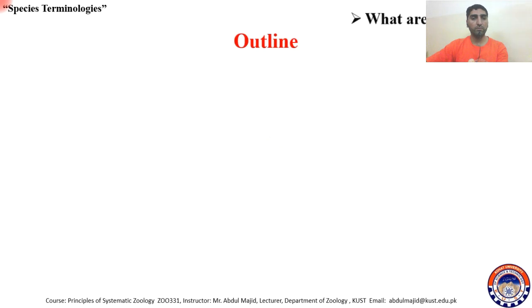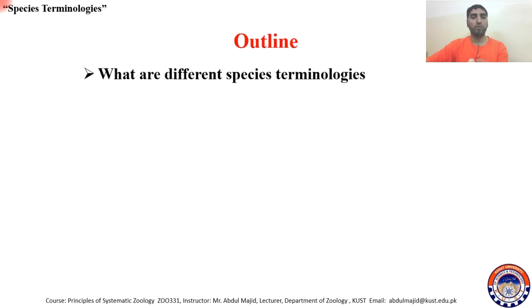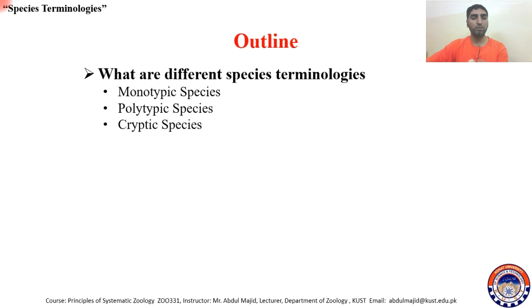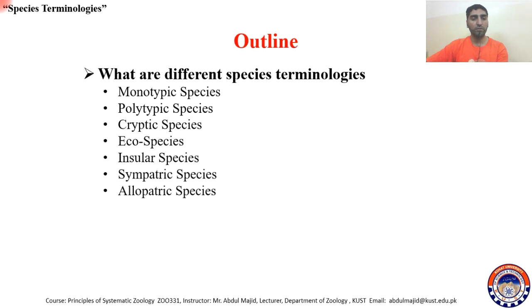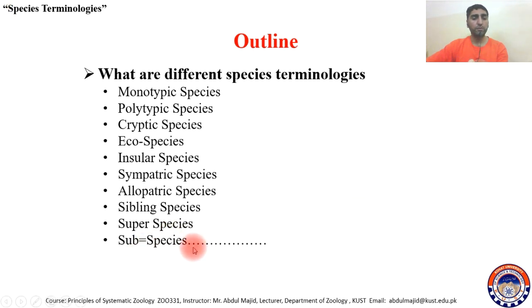The outlines of today's lecture are what are different species terminologies, like monotypic species, polytypic species, cryptic species, eco-species, insular species, sympatric species, allopatric species, sibling species, superspecies, and subspecies, and there are many more, with examples.